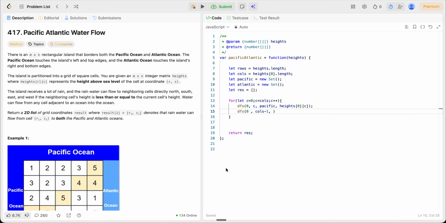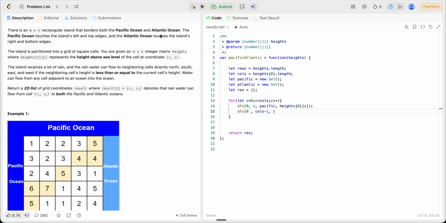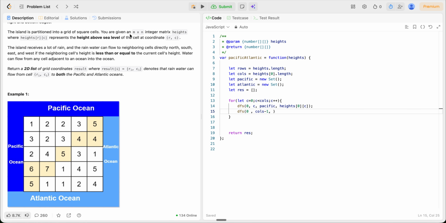Pacific Atlantic water flow. There is an M cross N rectangular island that borders both the Pacific Ocean and Atlantic Ocean. The Pacific Ocean touches the island's left and top edges, and the Atlantic Ocean touches its right and bottom edges. The island is partitioned into a grid of square cells. You are given an M cross N integer matrix heights, where heights of R comma C represents the height above sea level. Let's consider this is the cell. This is representing a height of 5 from the sea level.